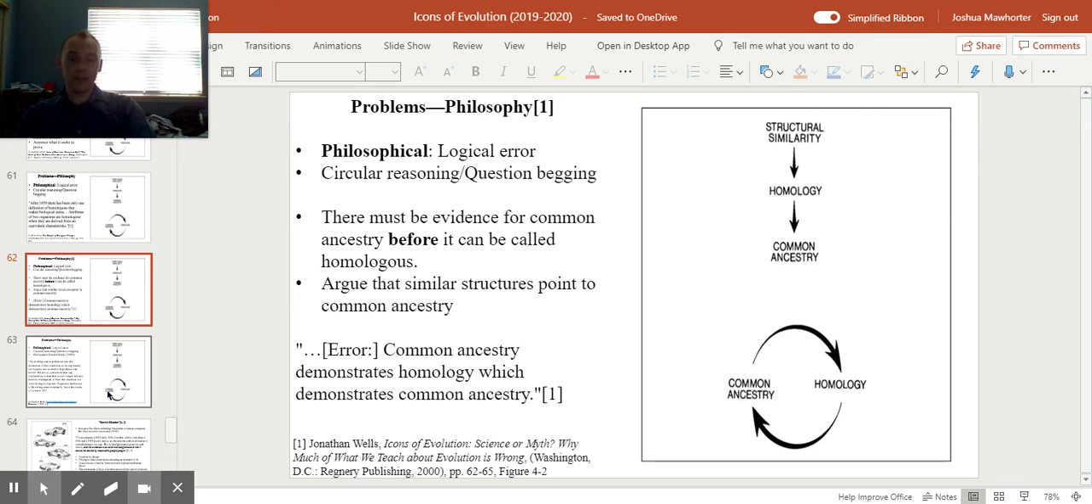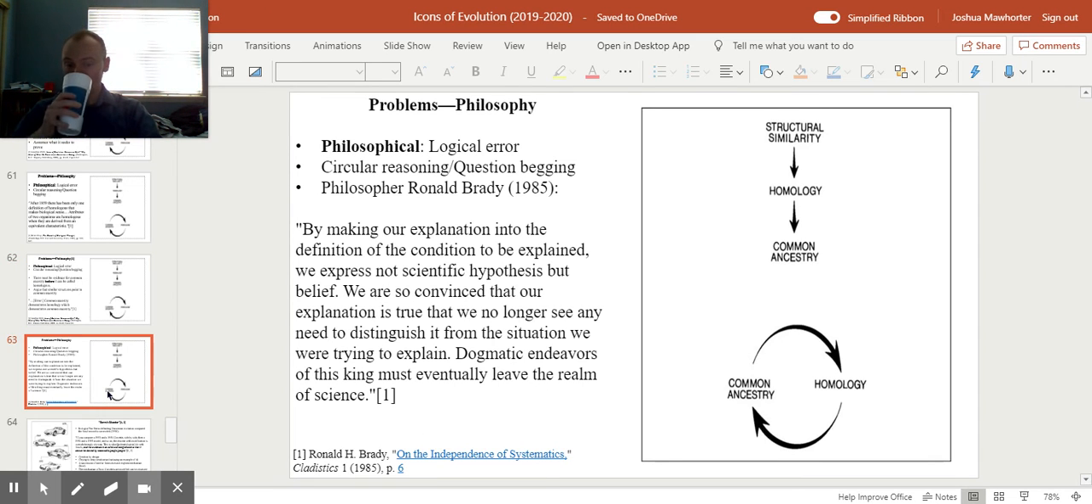They also argue that similar structures point to common ancestry. Jonathan Wells points this out in his book, Icons of Evolution. Common ancestry demonstrates homology, which demonstrates common ancestry. It's locked into a circle. So something outside the circle would have to prove it to be valid.